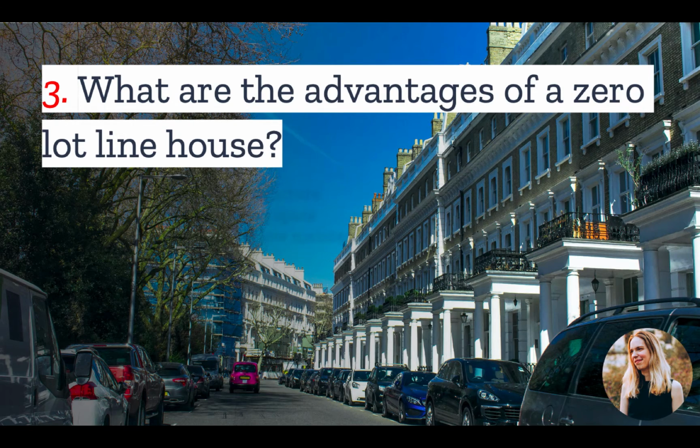Number 3, what are the advantages of a zero lot line house? First, you have a standalone structure. Zero lot line properties are an in-between option. They aren't quite as communal as an apartment, and they aren't quite as private as a traditional detached single-family home. That said, they still give you the freedom to have a standalone structure and garden, depending on the style of the zero lot line property that you've selected.